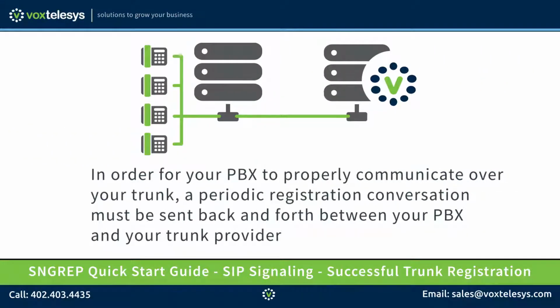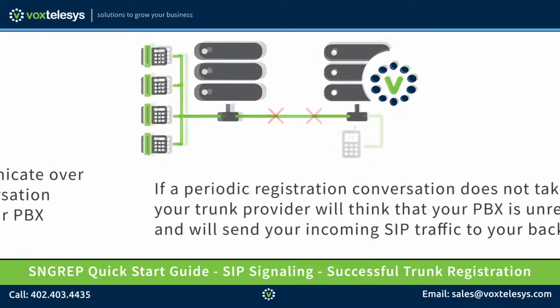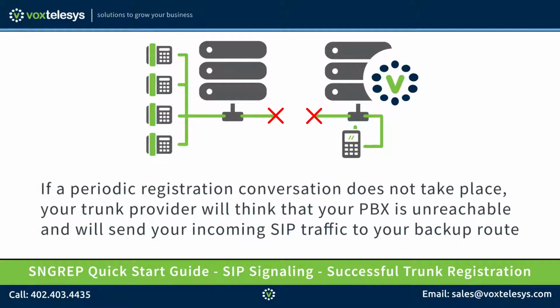In order for your PBX to properly communicate over your trunk, a periodic registration conversation must be sent back and forth between your PBX and your trunk provider. If a periodic registration conversation does not take place, your trunk provider will think that your PBX is unreachable and will send your incoming SIP traffic to your backup route.